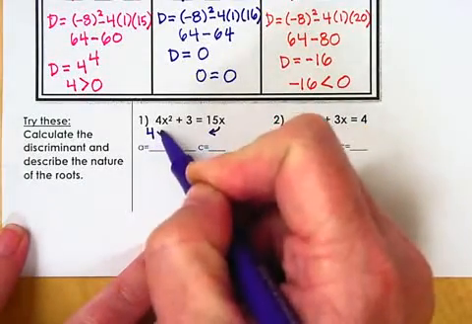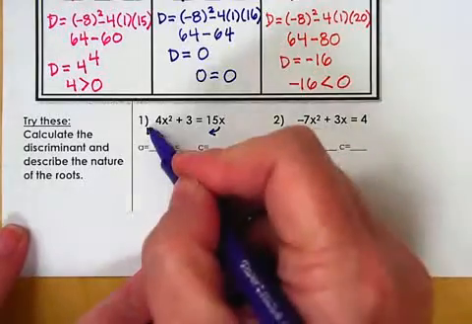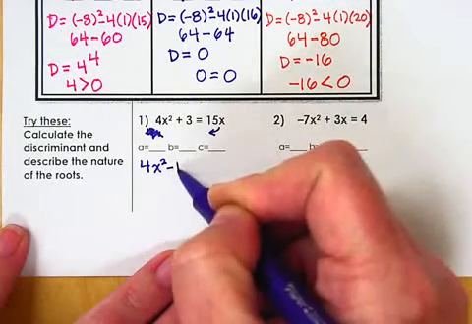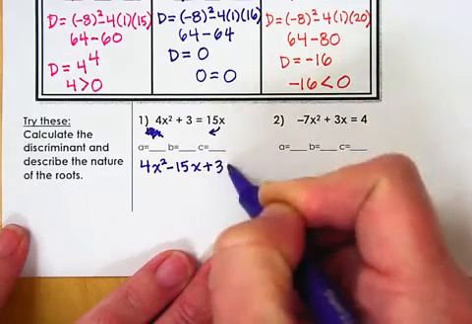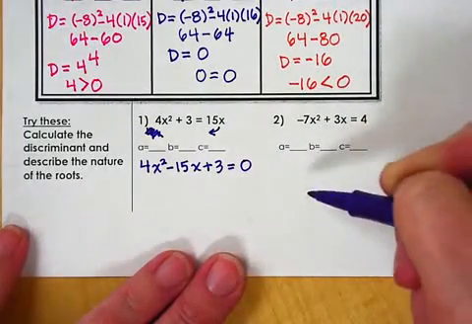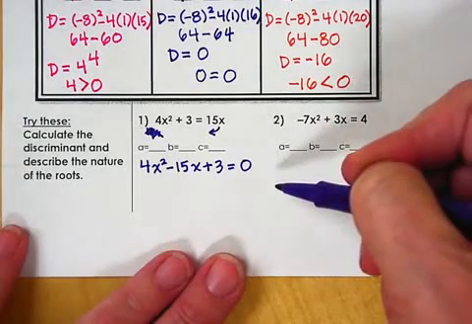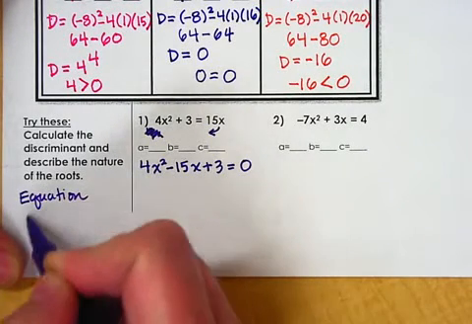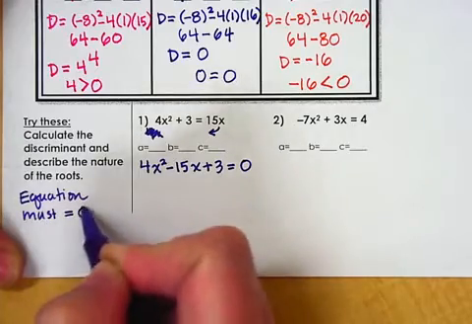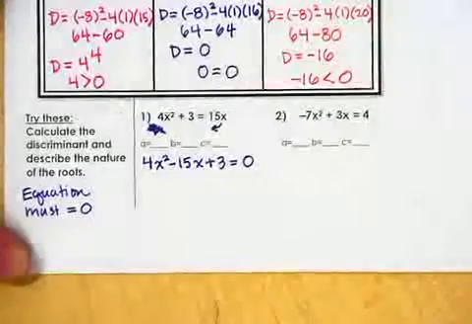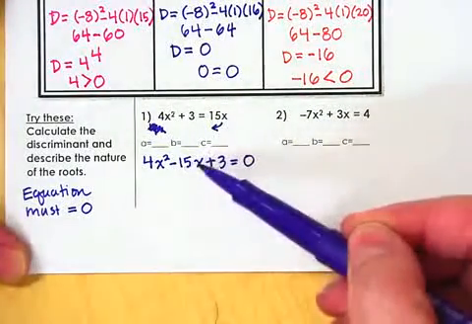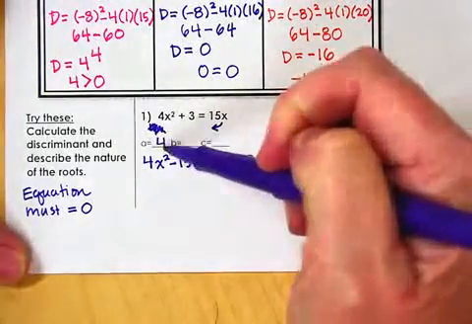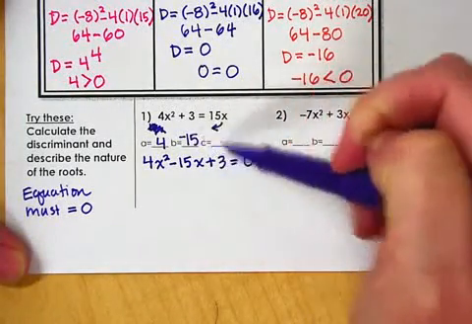So I have 4x squared. I don't know that I have enough room here. Let me put this below. 4x squared, I'm going to subtract, so minus 15x plus 3 equals 0. The standard form has to equal 0 in order to be able to calculate the discriminant. Equation must equal 0. And then it must be in descending order as well. And so I notice that because I put the negative 15 in the middle, now my equation's in descending order. So now I can see that A is 4, B is negative 15, and C is 3.